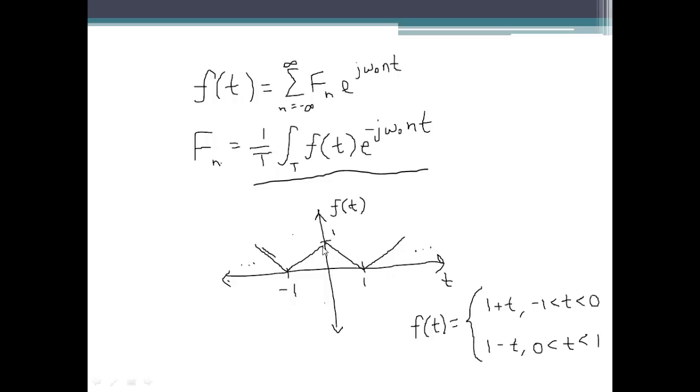And for this video, we're going to go over a little example and find the Fourier series coefficients for this function given here, little f of t. And you can see the piecewise definition of this function in the bottom right hand corner. And right away we can see that the fundamental frequency omega naught is given by 2 pi over the fundamental period. And since the fundamental period is 2, since it stretches from -1 to 1, we can see that omega naught is just pi.